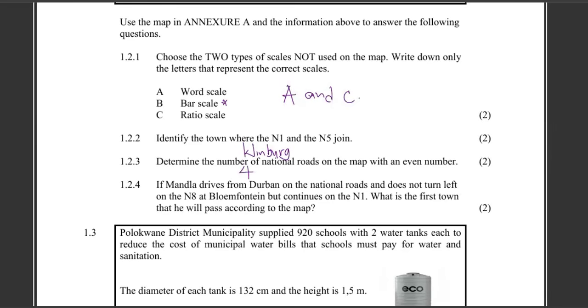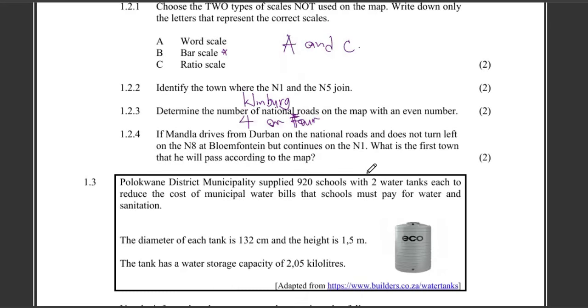You can write 4 national roads, or you can write it in words if you want, but a figure is fine also. Okay. If Martha drives from Durban on national roads and does not turn left from Durban, he does not turn left, you understand, then it does not turn left onto N8 at Bloemfontein, but continues on N1. What is the first town he will meet?